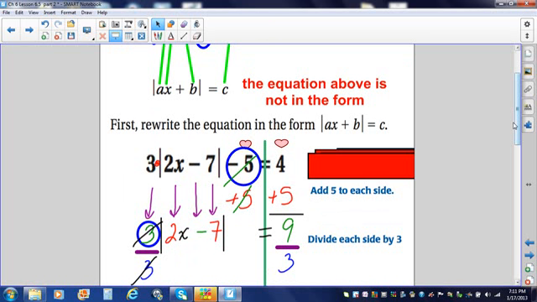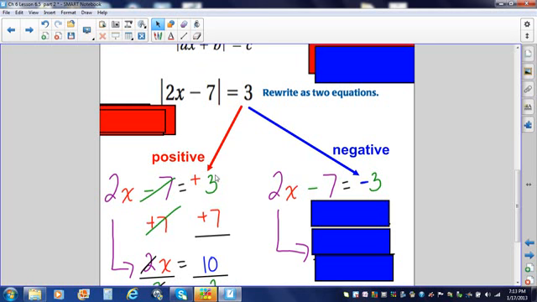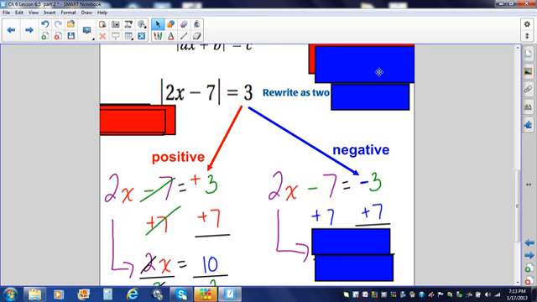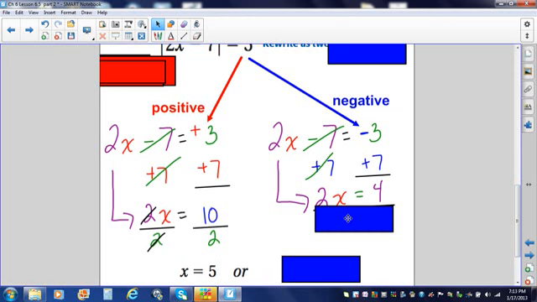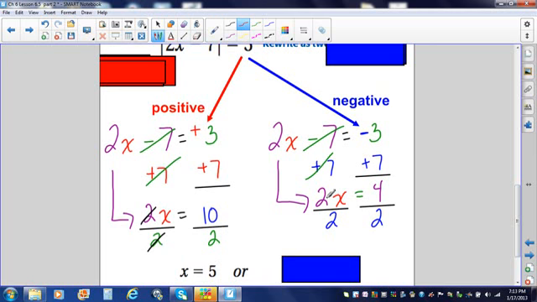Now remember, we said we're going to rewrite it as two equations, one with a positive 3, one with a negative. Now I'll solve this equation by adding 7 to both sides. These will cancel. I'm left with 2x = 4. Divide both sides of my equation by 2. X is going to equal 2.